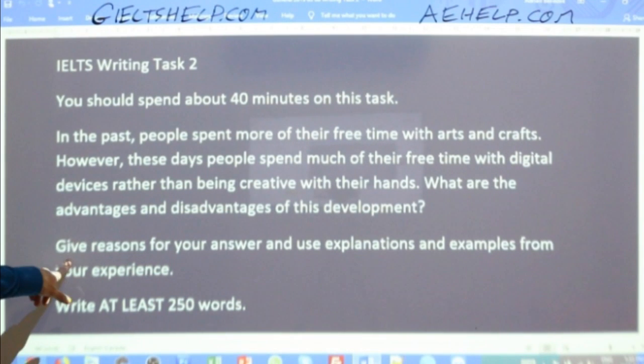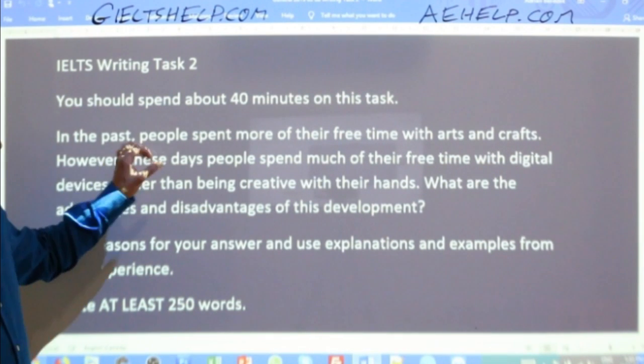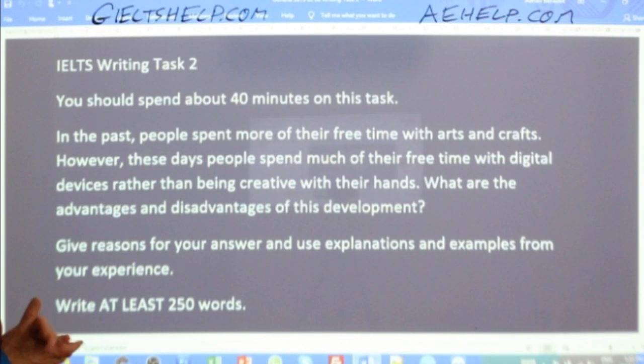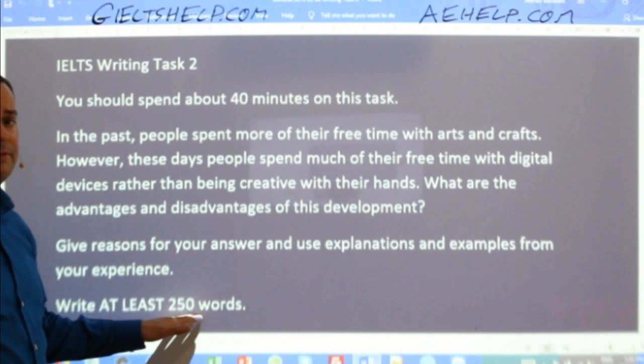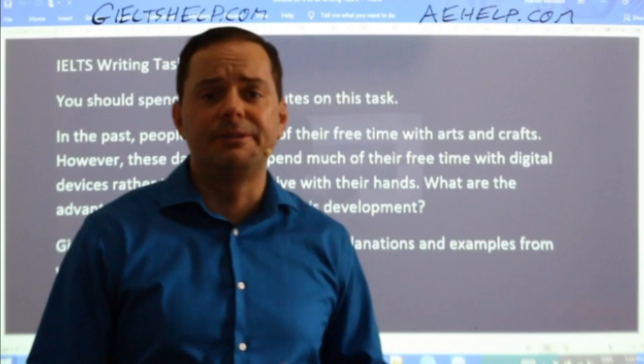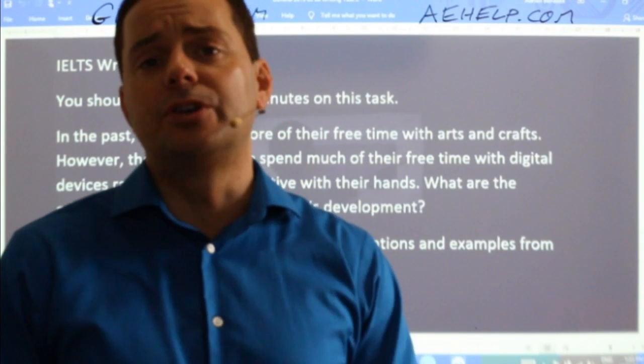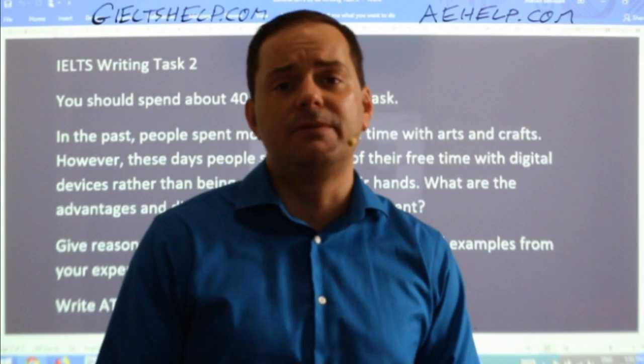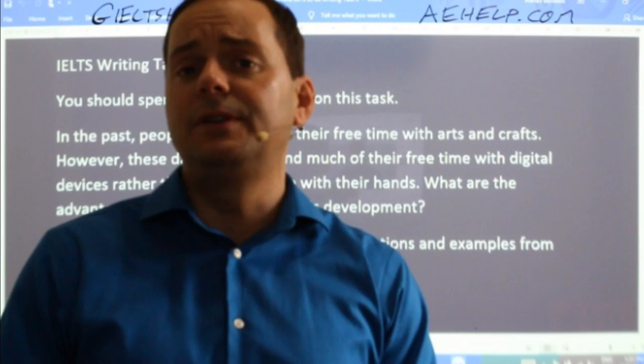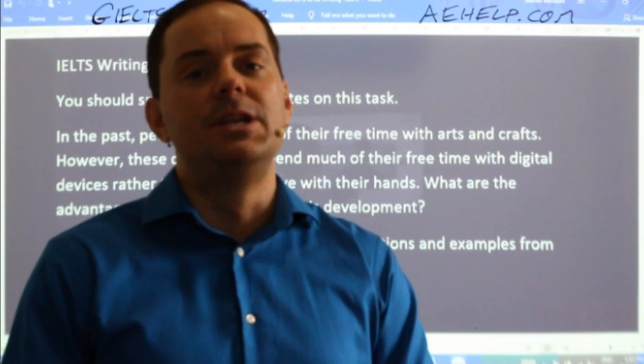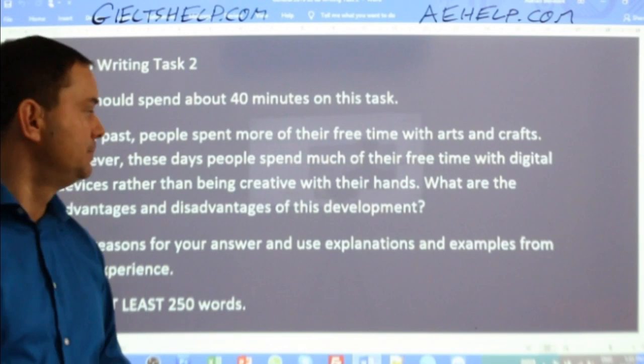All right, students, on a serious note, here is our question. You need to write at least 250 words. For high bands, band 7, band 8, you're going to be closer to 300 words, certainly, maybe even over 300 words. It's 250 words minimum, at least 250 words.